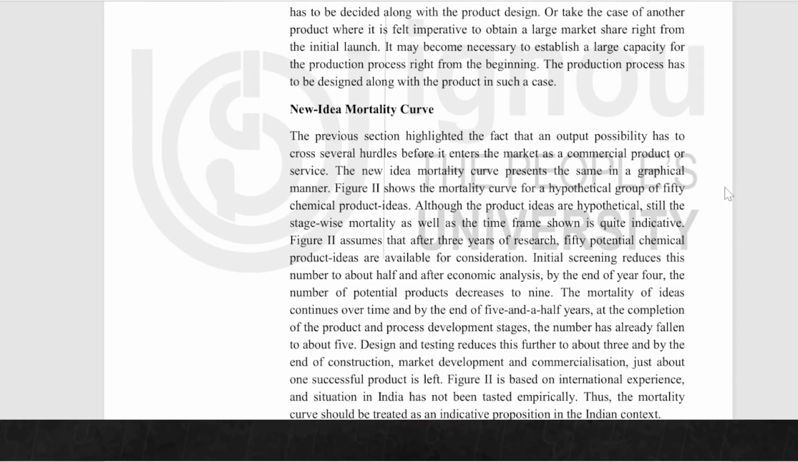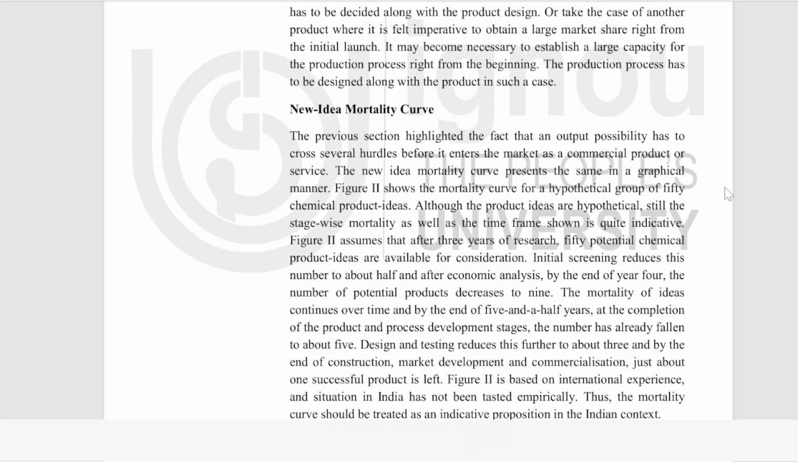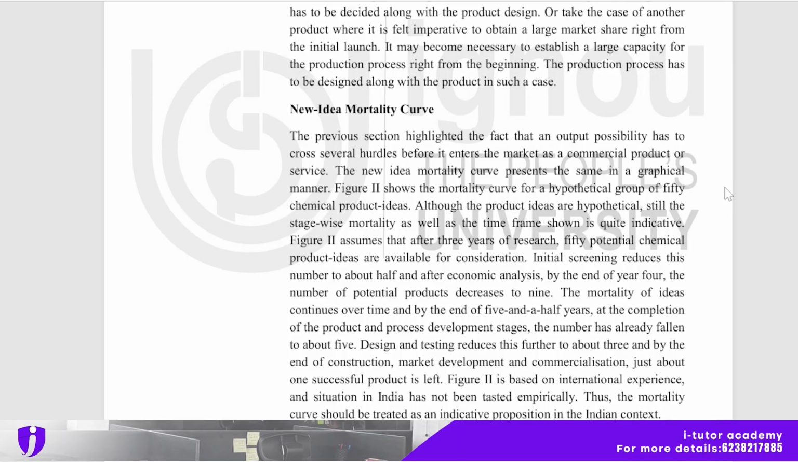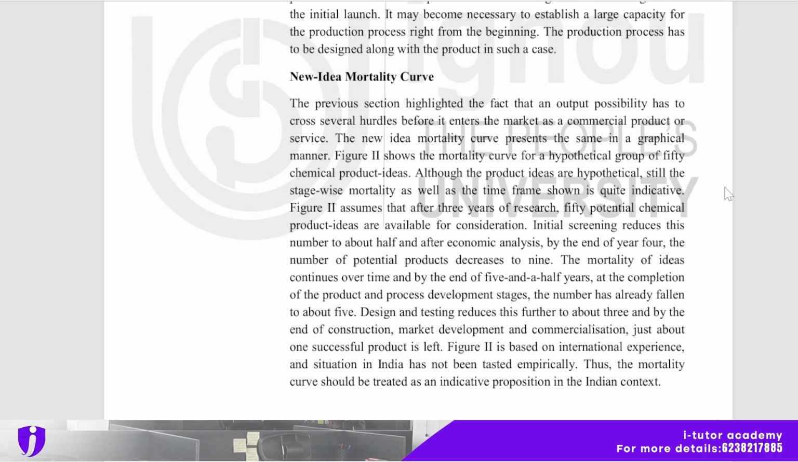New idea mortality curve. What is that? The previous section highlighted the fact that an output possibility has to cross several hurdles before it enters the market as a commercial product or service. The new idea mortality curve presents the same in a graphical manner. And figure 2 shows the mortality curve for a hypothetical group of 50 chemical product ideas.